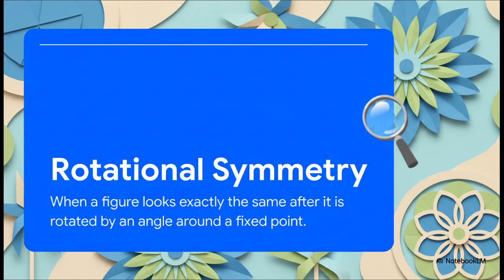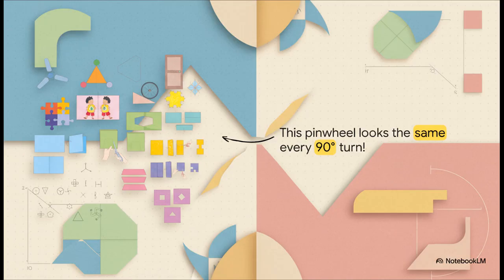If it looks exactly the same as it did at the start before you've completed a full 360-degree spin, then it has passed the test. It has rotational symmetry. Look at this pinwheel. If you turn it just a quarter of the way around, that's 90 degrees, it looks exactly the same. Turn it another 90 degrees, and guess what? It looks the same again and again. This is a perfect example of rotational symmetry.